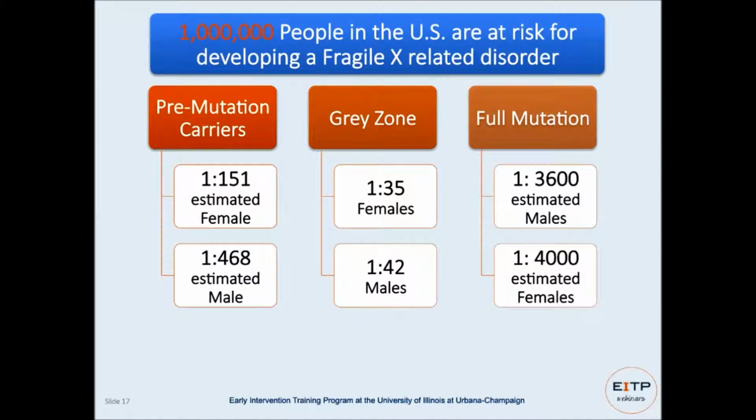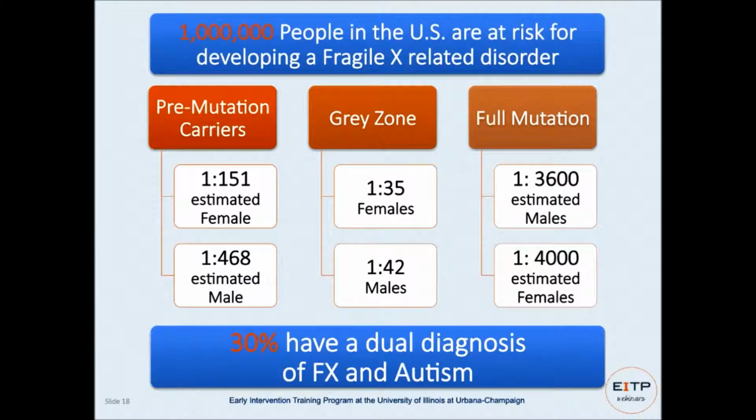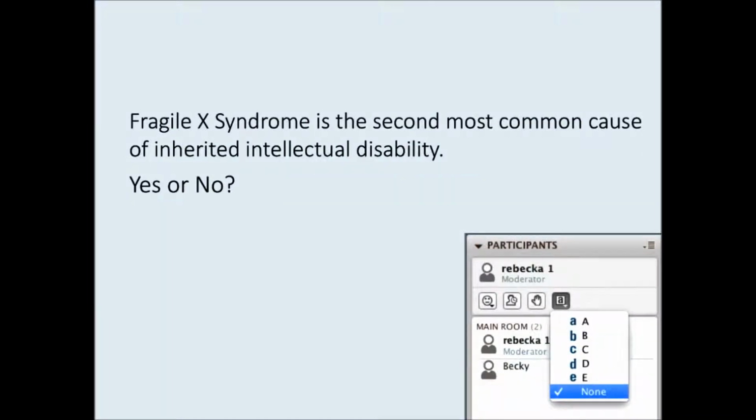The full mutation, the numbers currently are 1 in every 3,600 males are believed to have the full mutation of Fragile X, and 1 in every 4,000 females. About 30% of those that are diagnosed with Fragile X also have a dual diagnosis of autism. A lot of families that I have worked with have reported that their initial diagnosis was autism, but then they just didn't quite fit the criteria and ended up following up and finding out that they have Fragile X, and some then still remain having a dual diagnosis of autism.